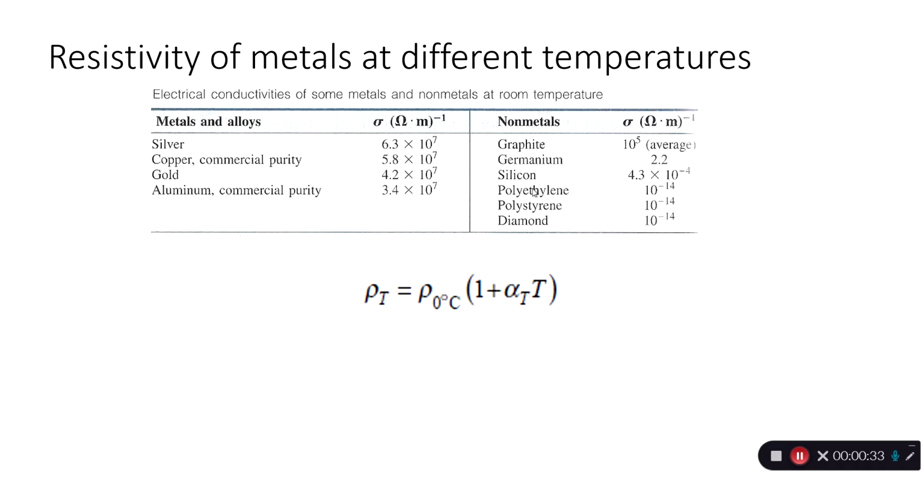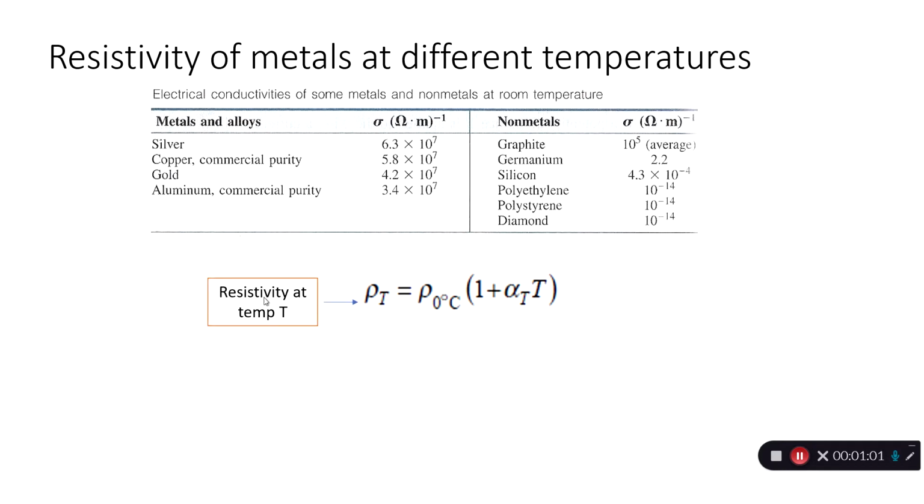Remember that conductivity and resistivity are related. They are the inverse of each other. And this symbol, the rho symbol, is resistivity. Remember that rho is resistivity. So this equation allows you to calculate the resistivity of metals at different temperatures, while the one given in this table is at standard room temperature.